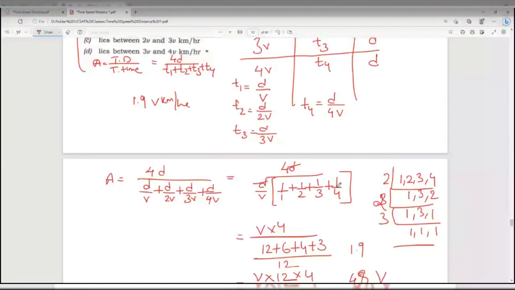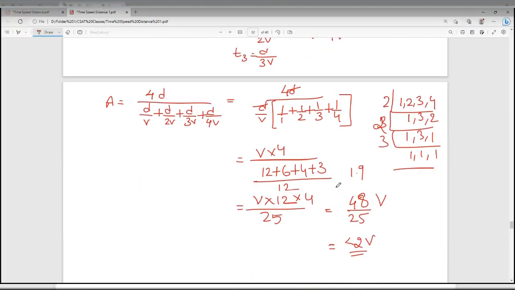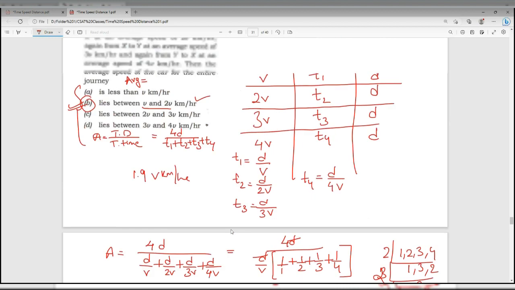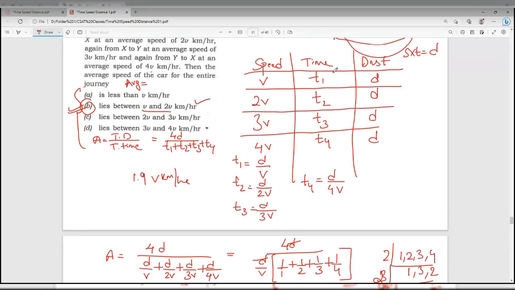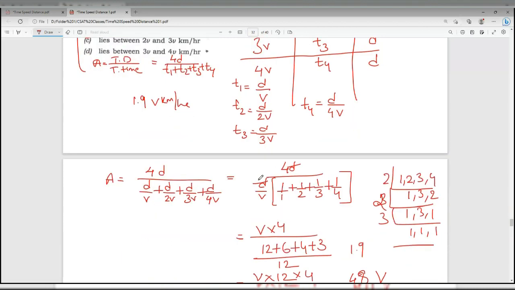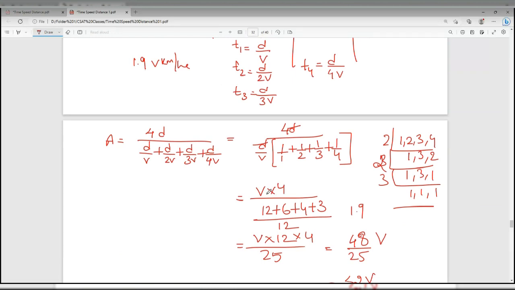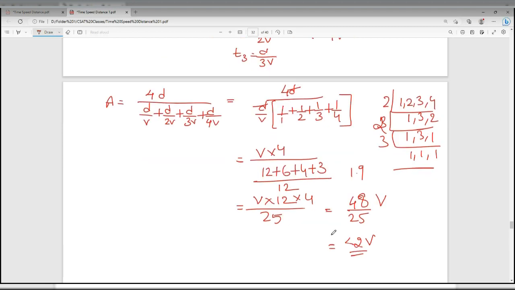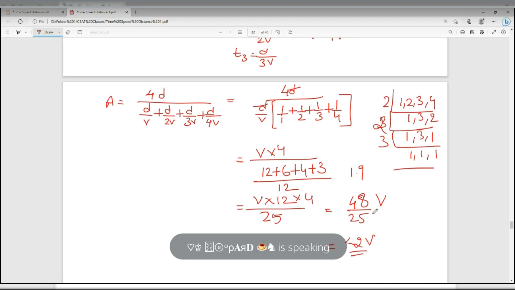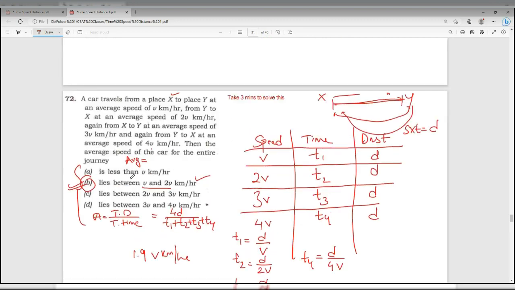I hope you have understood this calculation. If you still have any doubt, the basic formula is total distance upon total time. You calculate the time in terms of d and V, and then the numerator d and denominator d cancel. We have V left over here. This V goes to the numerator, 4V, and in the denominator we have this fraction. Add these fractions, then we have 48 by 25, around 1.9, and the option is B. If you still have any doubt, please ask the question.